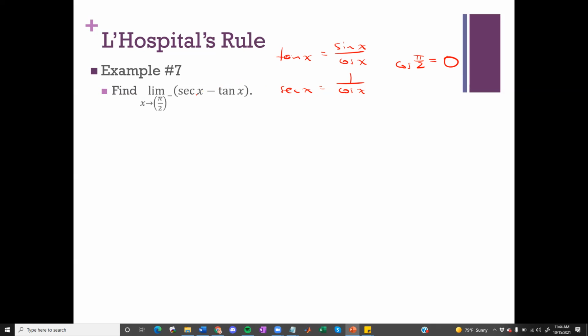So what's happening here as x is approaching pi over 2 from the left, you have secant of x going to infinity, and you have tangent of x going to infinity. So this is this new indeterminate form, infinity minus infinity, which on its face looks like it should be 0, but it's not well defined.